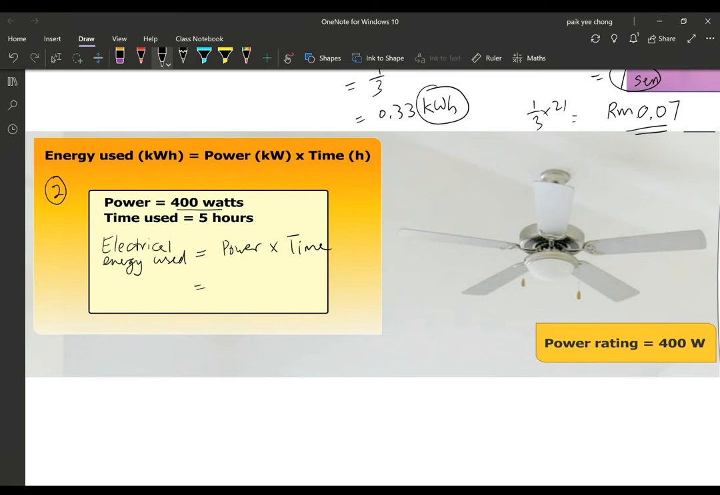So power is 400 watts. It is not kilo, so you have to convert into kilo. How to convert into kilo? 1 kilo is equivalent to 1,000. So that means you have to divide by 1,000. In order to convert your 400 watt into kilowatt, you have to divide by 1,000. And the time is already in hours, so no problem with that. You just put your 5. This is 0.4 times 5. So your answer will be 2 kilowatt hour. This is what you need to find out. They don't want you to find the cost. It's not needed in the question.